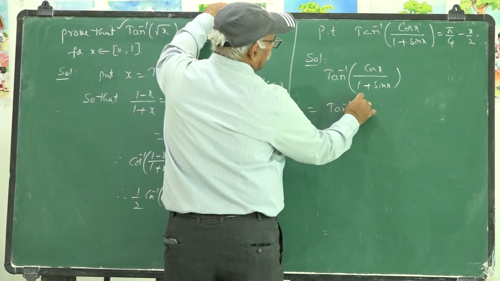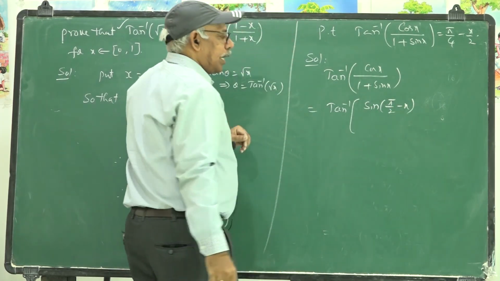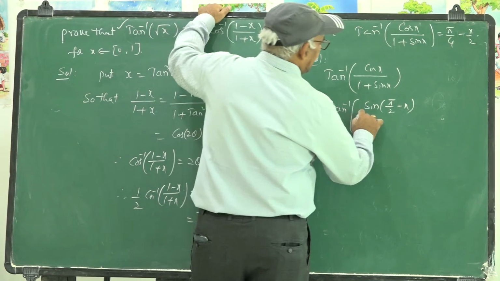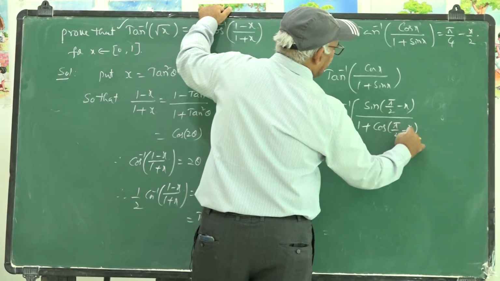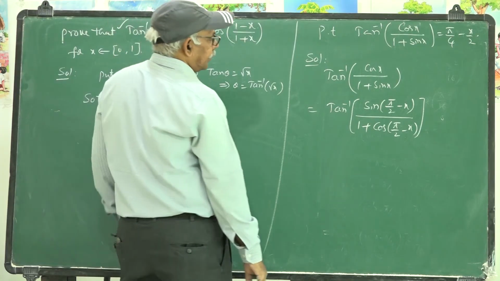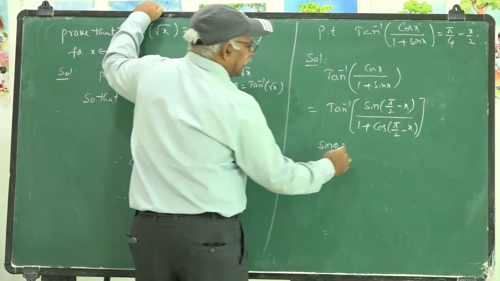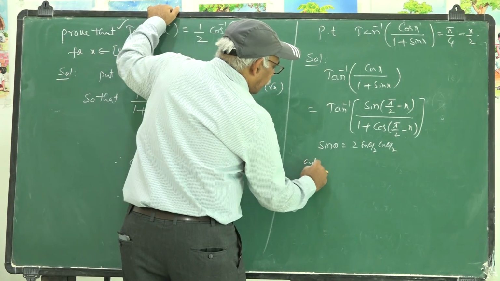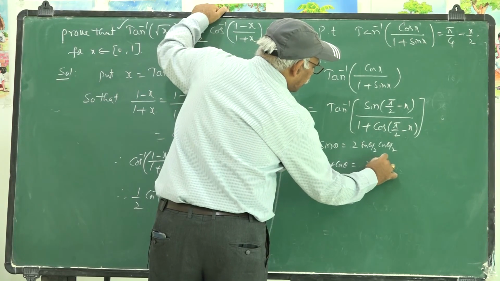That is tan inverse of cos x, which may be written in terms of sine as sin of pi by 2 minus x. Sin of pi by 2 minus theta is cos theta itself. Similarly, in the denominator, 1 plus sin x may be written as 1 plus cos of pi by 2 minus x. Cos of pi by 2 minus theta is sin theta. We know by half angle formulas, sin theta equals 2 sin theta by 2 cos theta by 2, and 1 plus cos theta equals 2 cos square theta by 2.